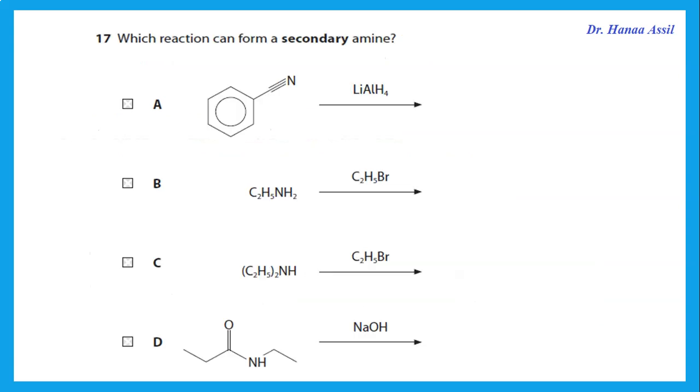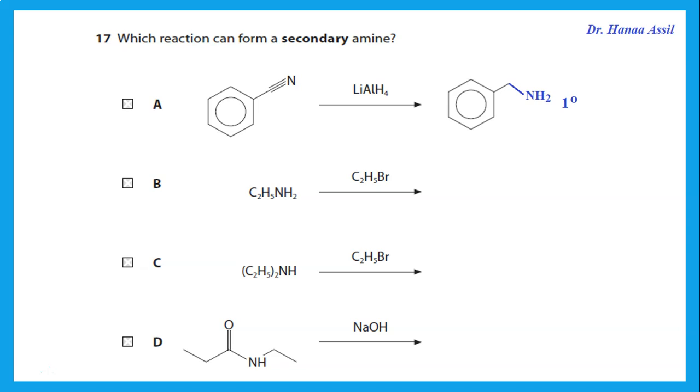Which reaction can form a secondary amine? Okay, let's take a look. That first one has a cyanide group. When we reduce it with lithium aluminium hydride, it forms this kind of amine. And of course, you should realize that this is a primary amine. The NH2 has both hydrogens with it, it's not replaced by an alkyl group.